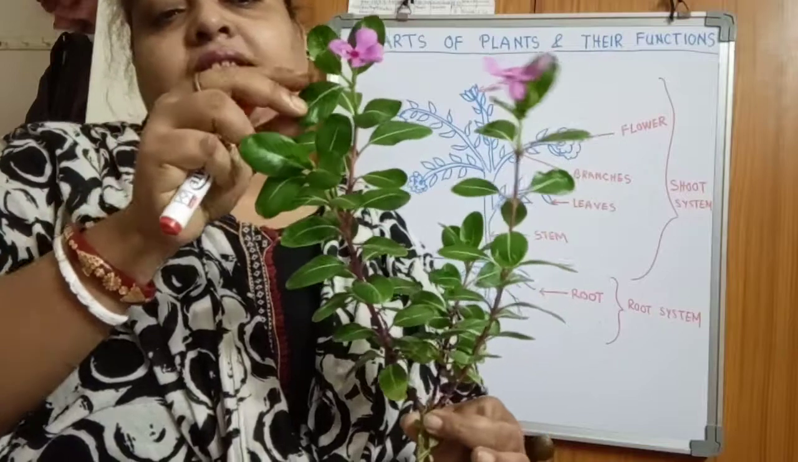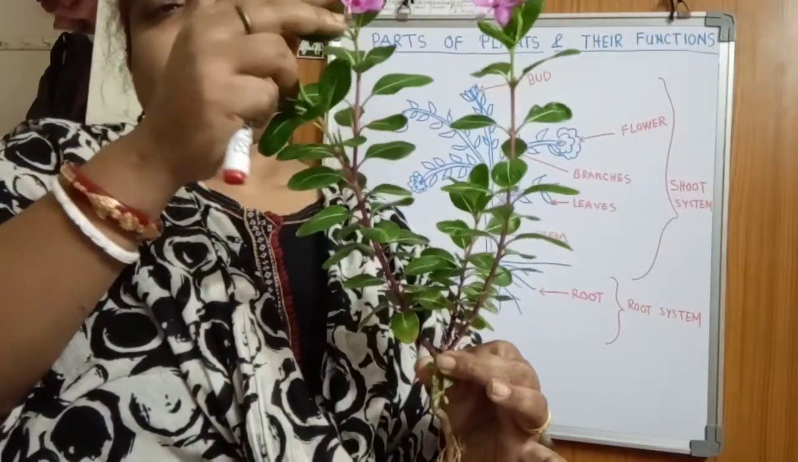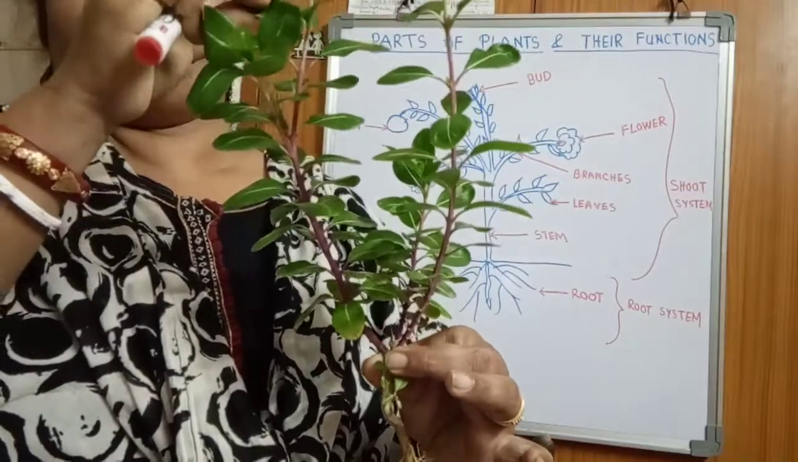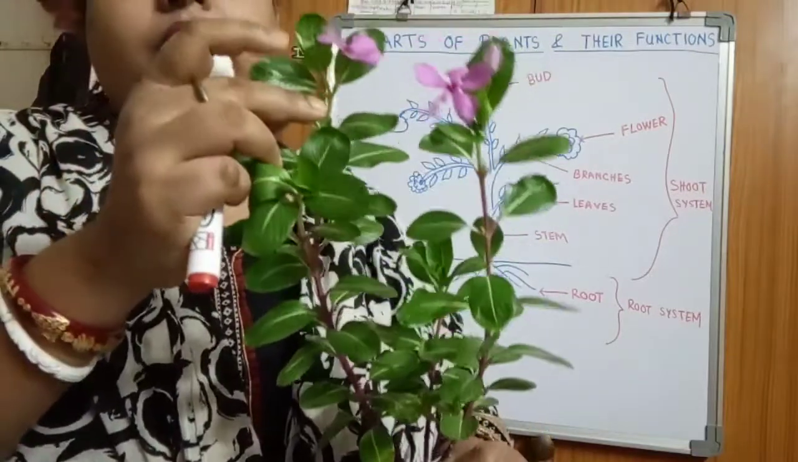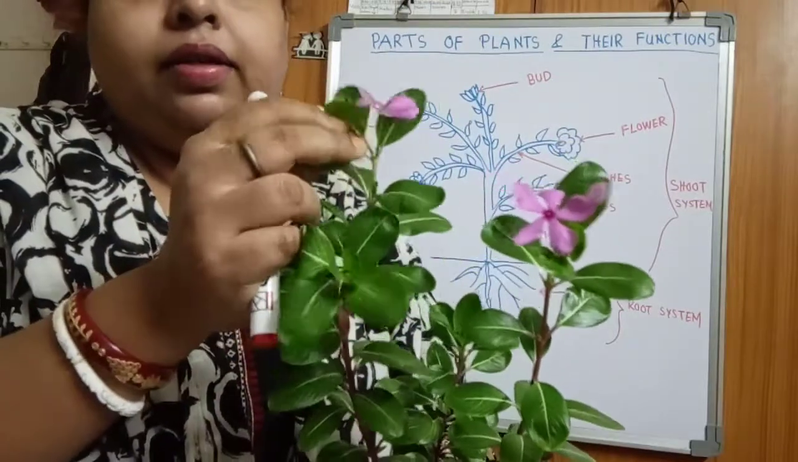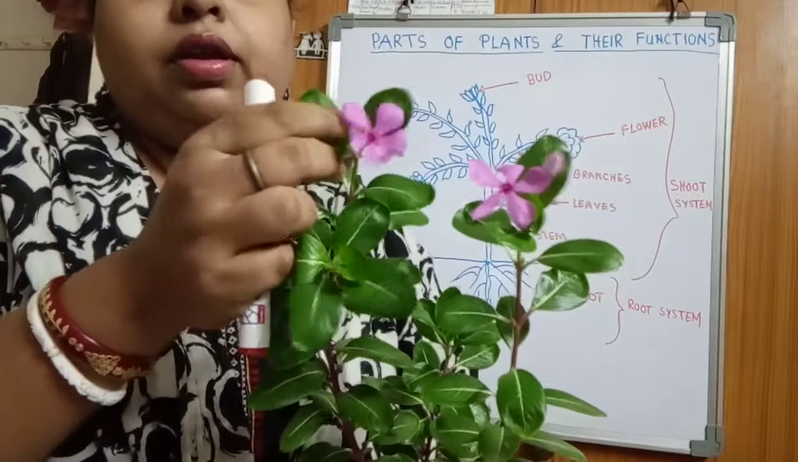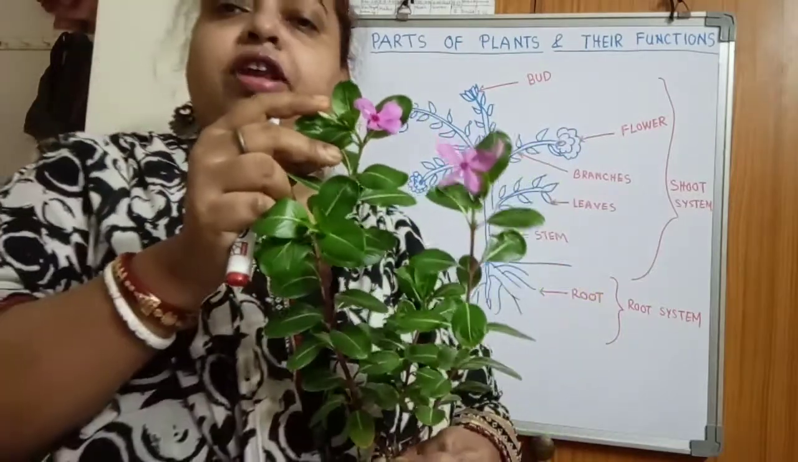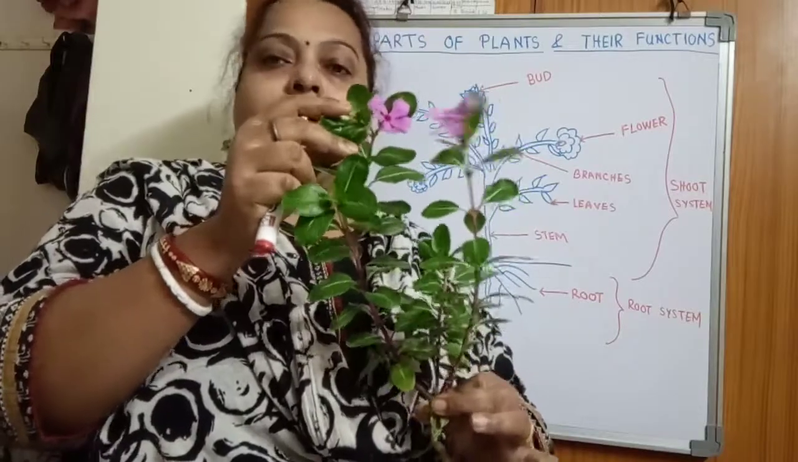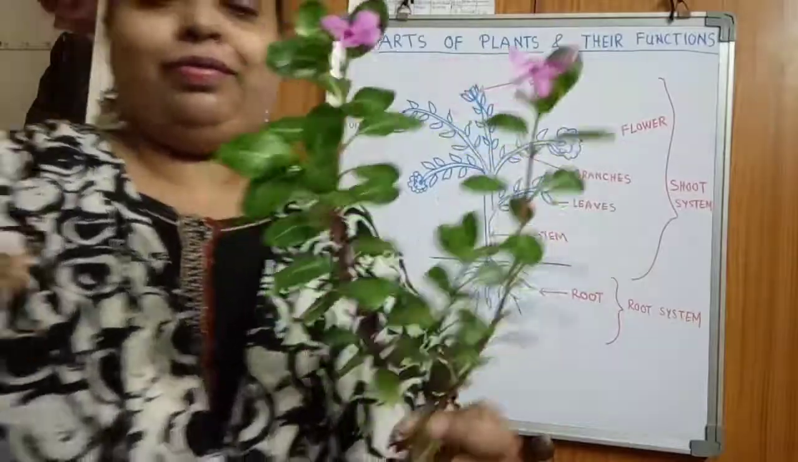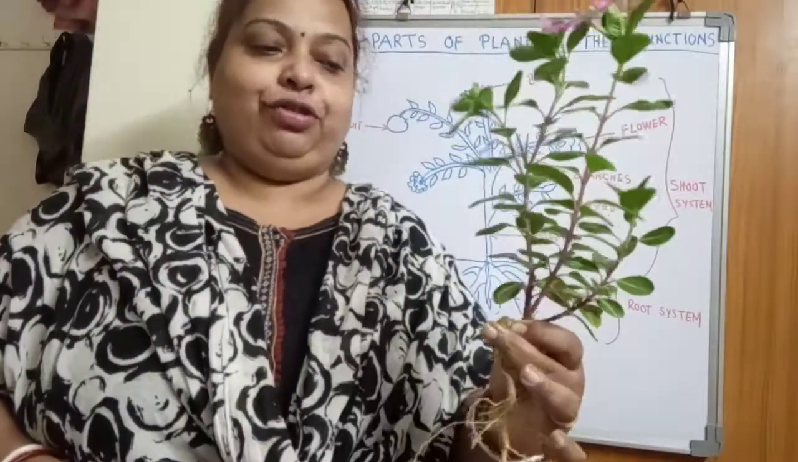And see, this is the bud, this small one that is yet to grow. Maybe tomorrow morning it will grow. Can you see? This is the bud. The bud usually grows into a flower, and this is the flower. I don't have any fruit presently, so I can't show you in practical.